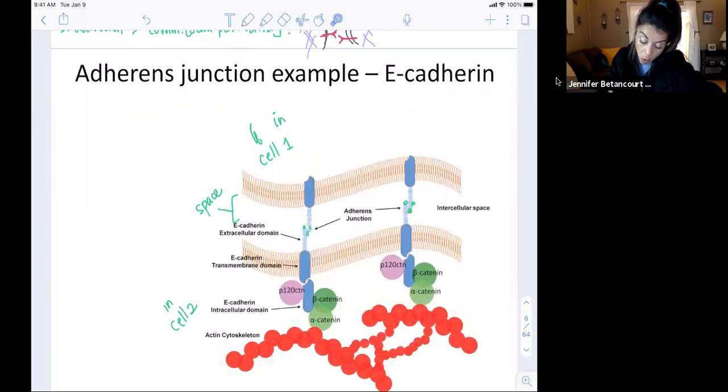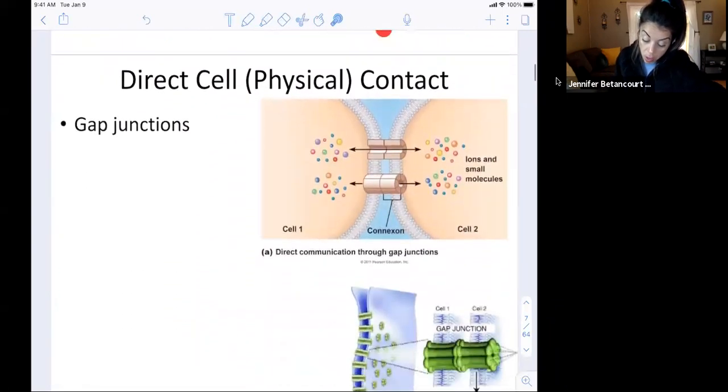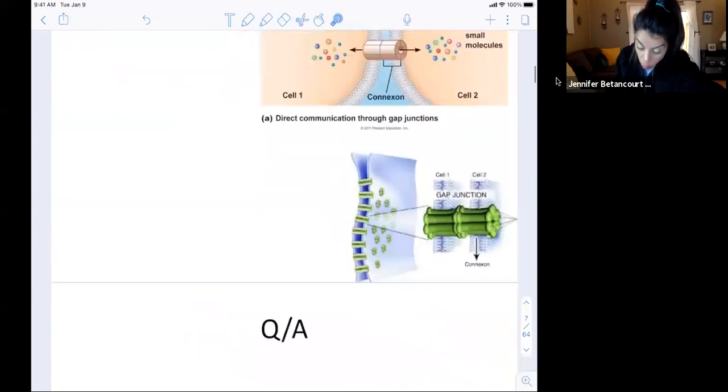And then you have all of the E-cadherin interacting with the catenins. CTN is catenin, so all these different catenins. You don't have to memorize alpha, beta, P120 catenin. Just know that cadherins need catenins. And they need the catenins because it's the catenins that bind to the actin cytoskeleton. There's your adherens junction. And I'll just cover gap junctions and then we'll call it a day.